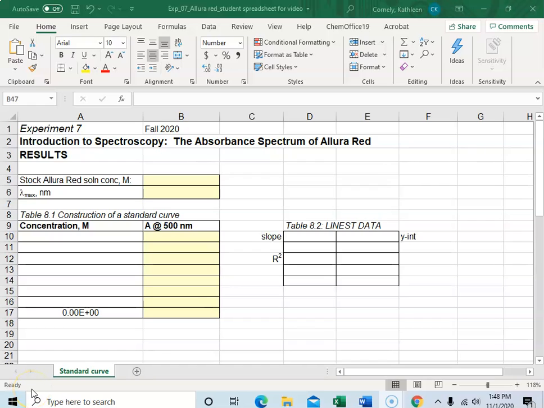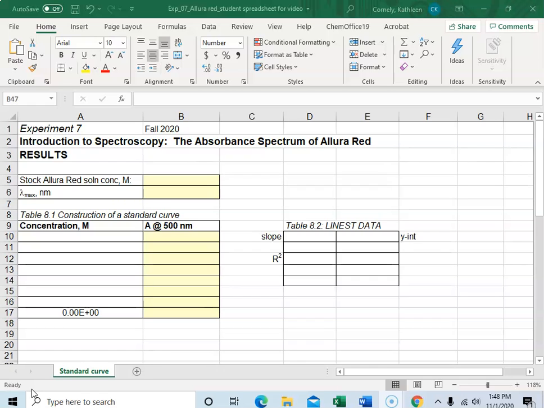Hello everyone! The purpose of this video is to describe to you the expectations for your Experiment 7 lab report. As you know, we worked with the compound Allura Red, and you should now be accustomed to the requirement that you submit two documents, an Excel file and a Word file.